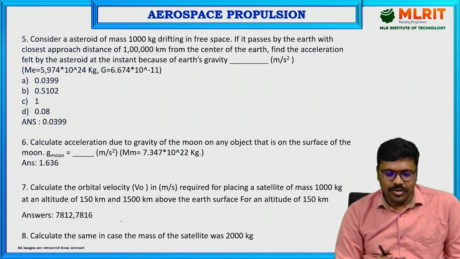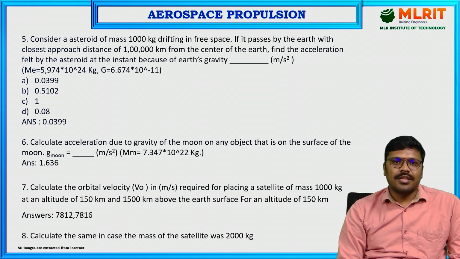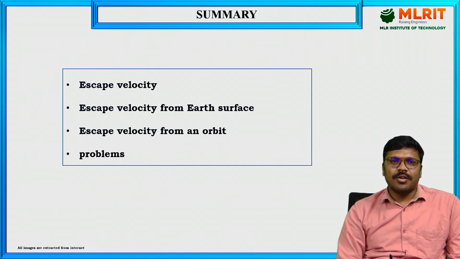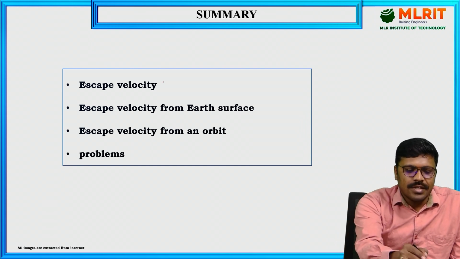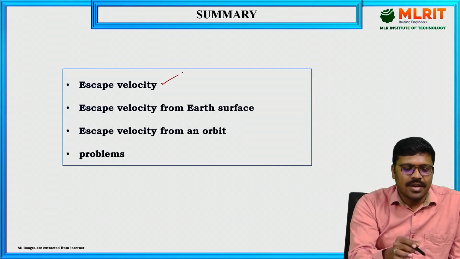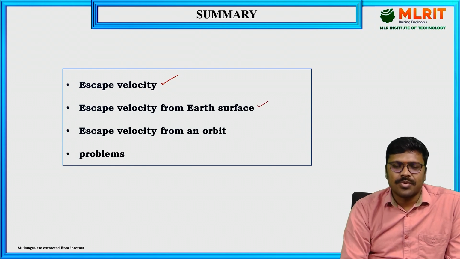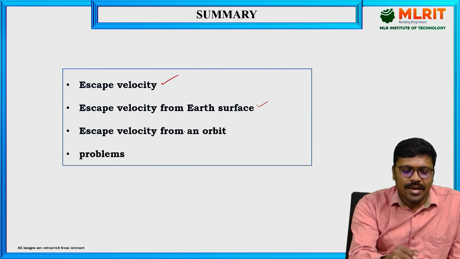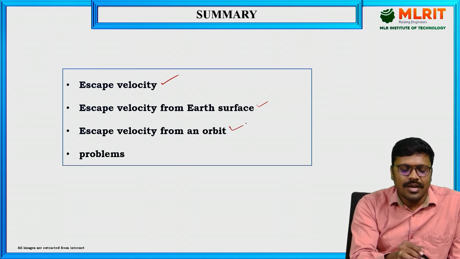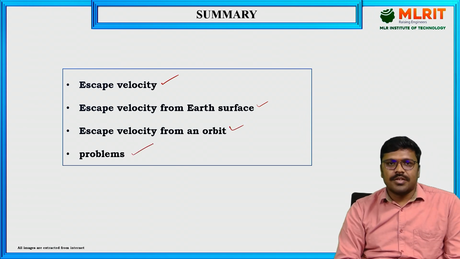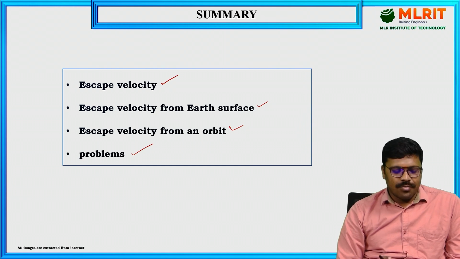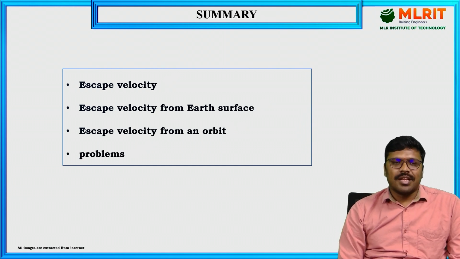So this is about some basic problems on the topics which we have discussed so far. Coming to the summary: today we have gone through escape velocity. What is escape velocity? We have calculated the escape velocity from the Earth's surface to infinity, and we have generated an equation for escape velocity from an orbit. And we have discussed some problems. So this is the summary of today's lecture. Thank you.